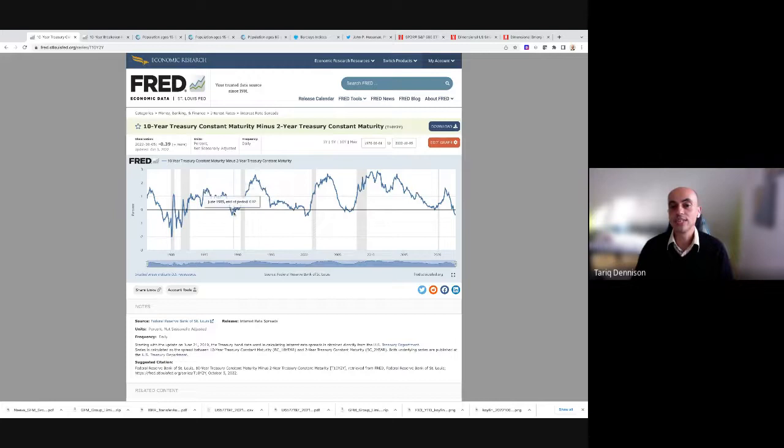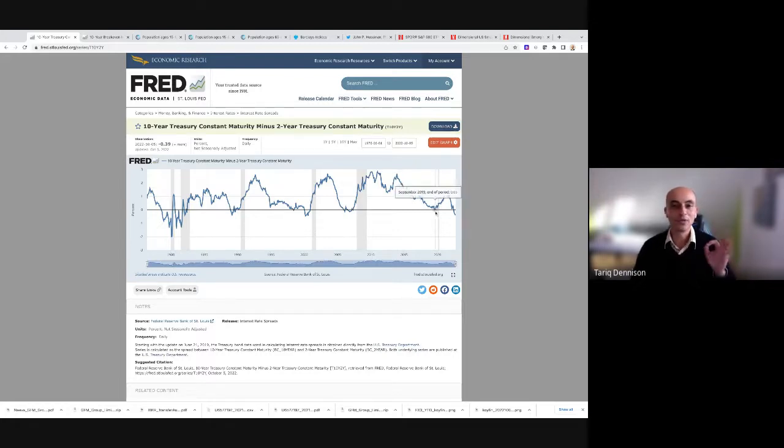So whenever we see this number go negative, below zero, in other words, people are willing to accept a lower rate of interest for 10 years than for 2 years, we call this a yield curve inversion, and usually it's a sign of a recession. So you'll notice every time this has gone negative since the 1970s, we see one of these gray bars, which indicates a US recession. The last time this happened, very, very briefly, was in 2020.